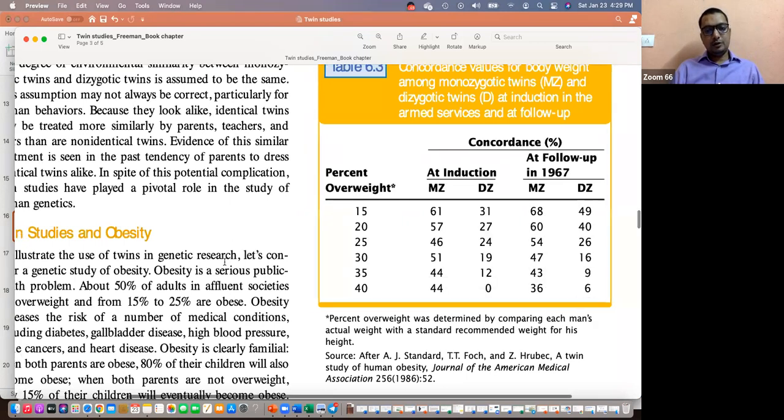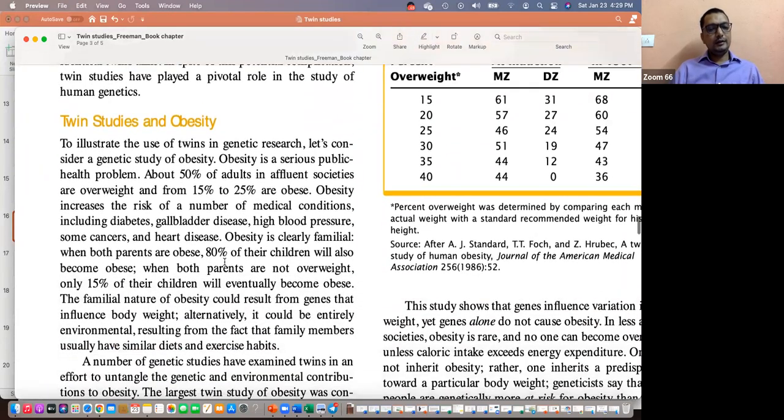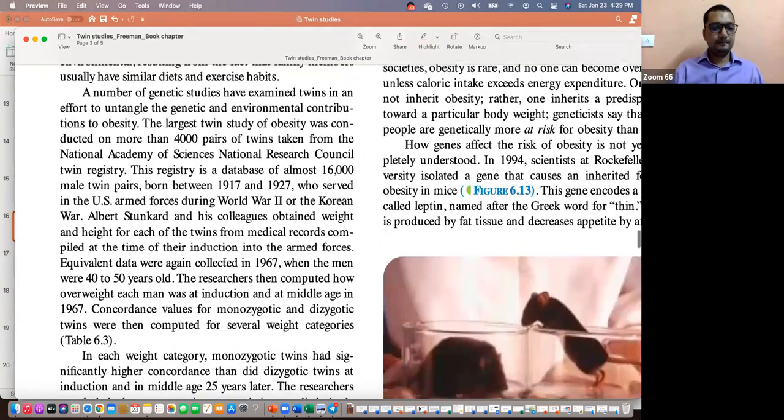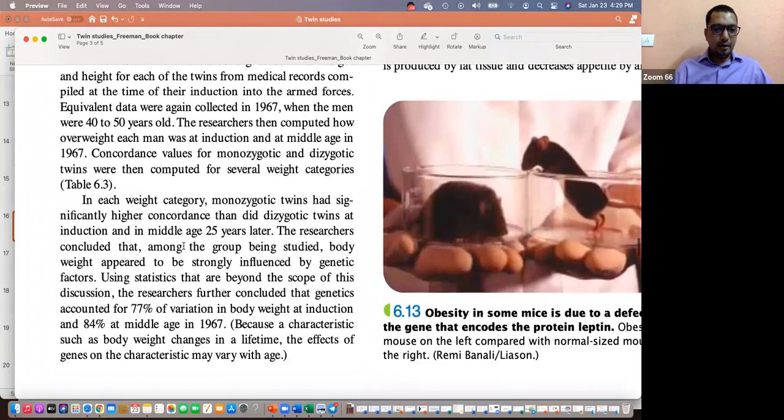But what is their conclusion? What did they learn from this? I think it's very difficult for us to derive this. Let's see their conclusions and whether they make sense to us. The researchers concluded that among the group being studied, body weight appeared to be strongly influenced by genetic factors. They could say here that gaining weight, or obesity, is mainly caused by genetic factors.